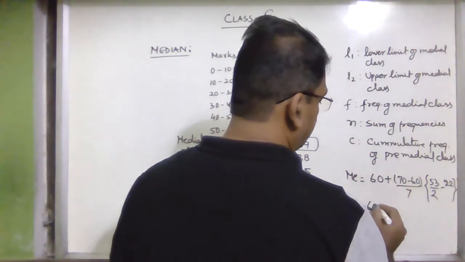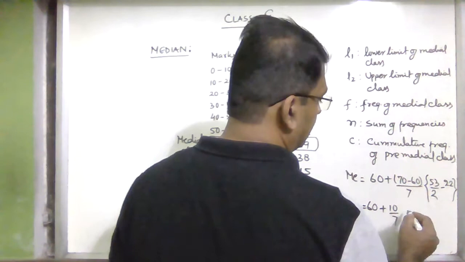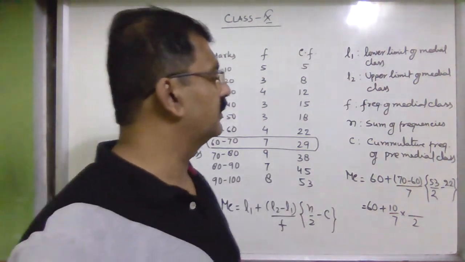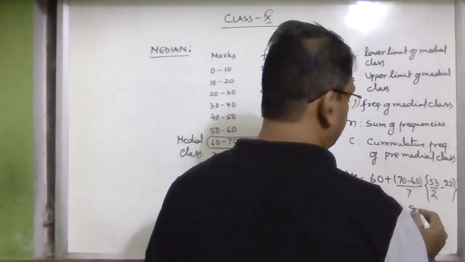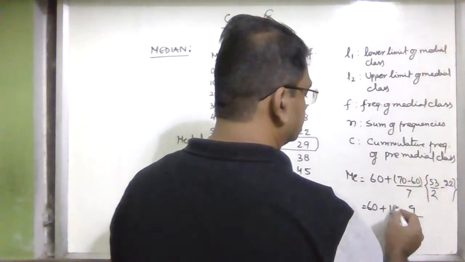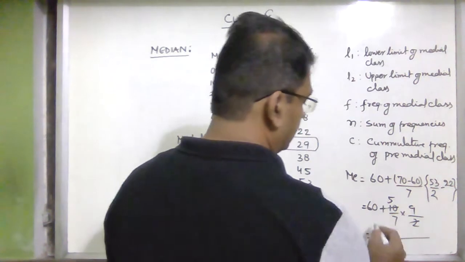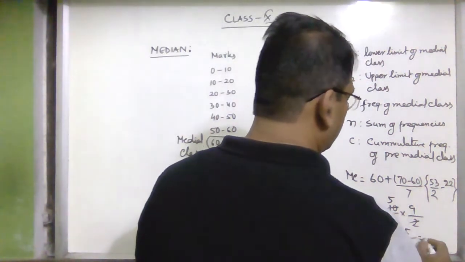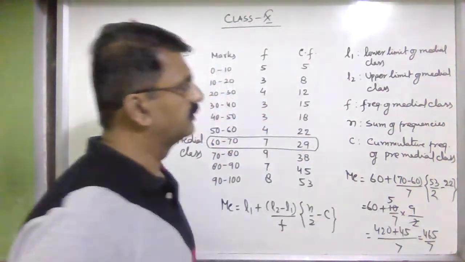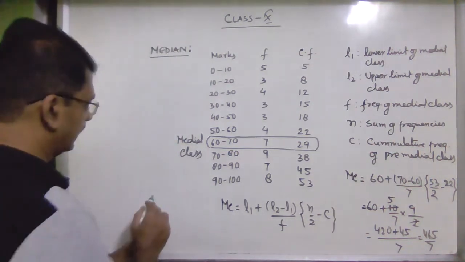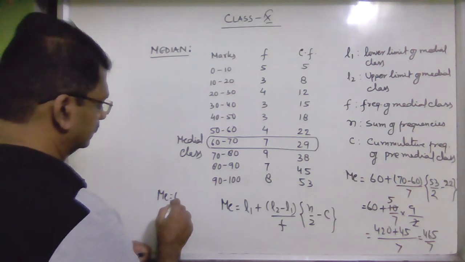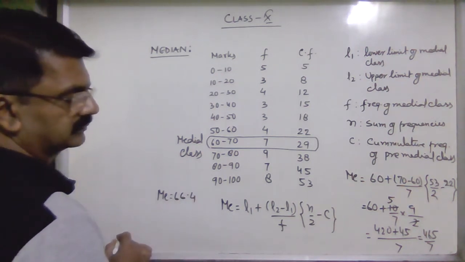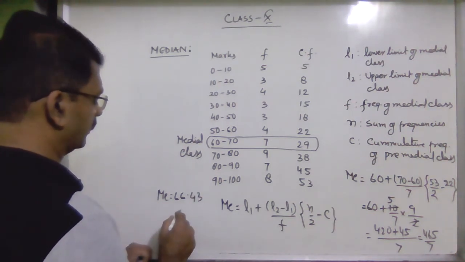Now what happens? 60 plus 70 minus 60 is 10, 10 upon 7. And then here you take 2 LCM. So 53 minus 44 will be 9. So you write 9 here. So you can cancel it by 2. And once again you take 7 LCM. So 420 plus 45 is 465. So 465 by 7. Now you divide it. Then the median will be equal to almost 66.43 and that is your answer.